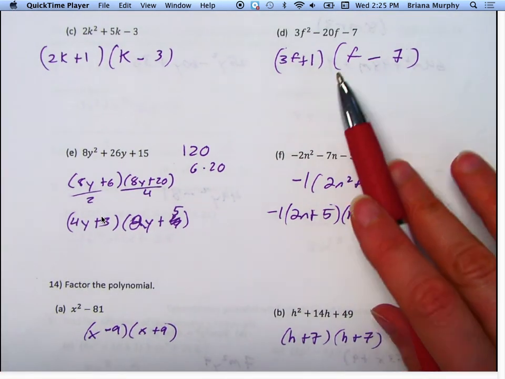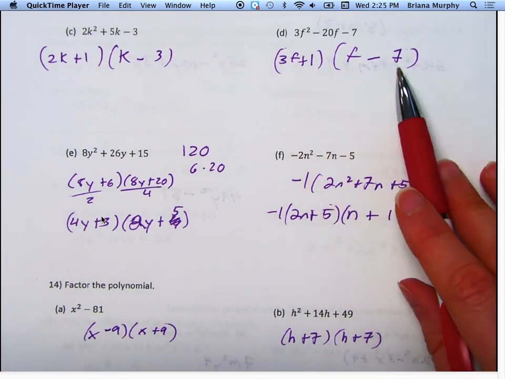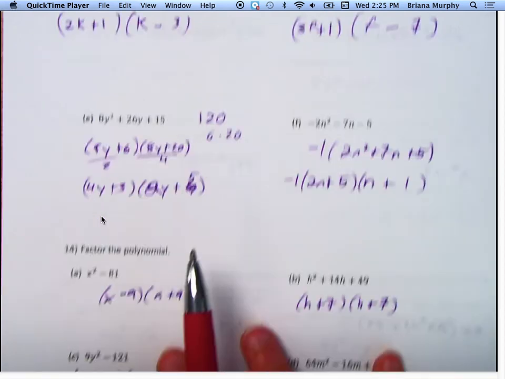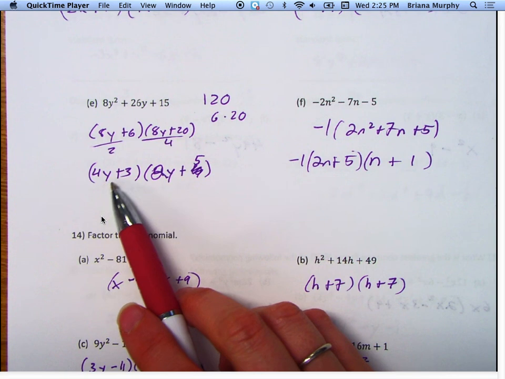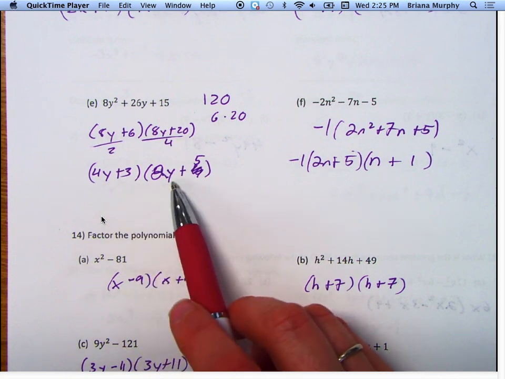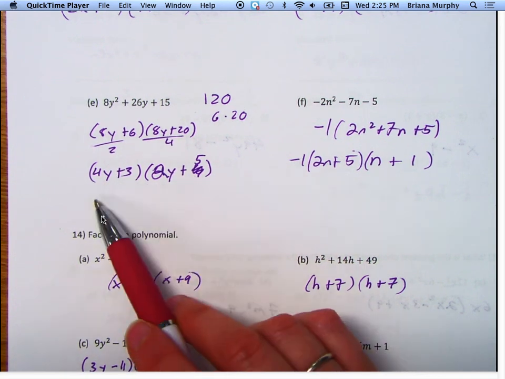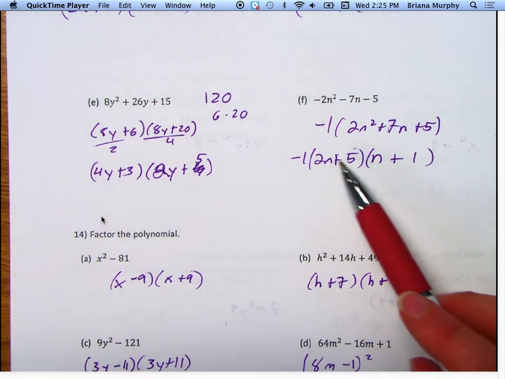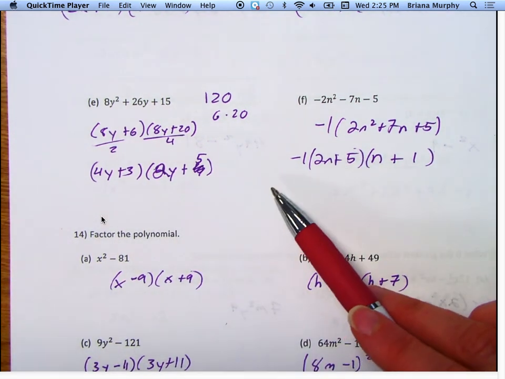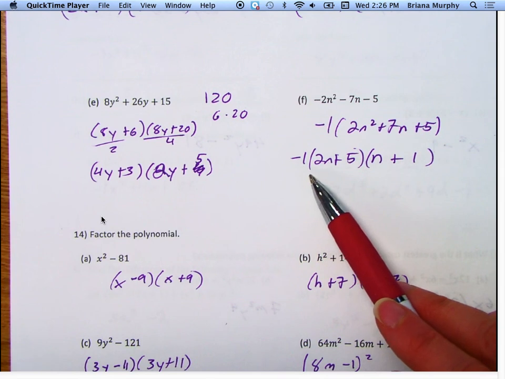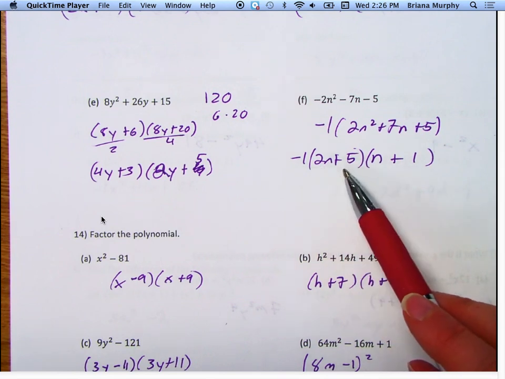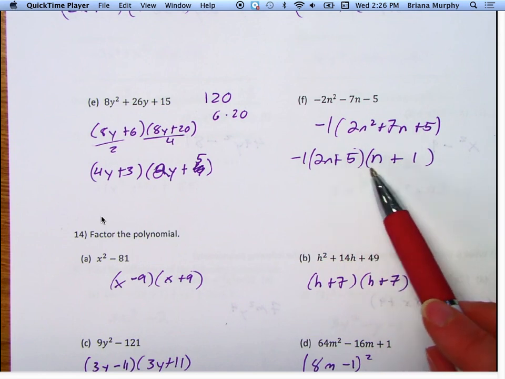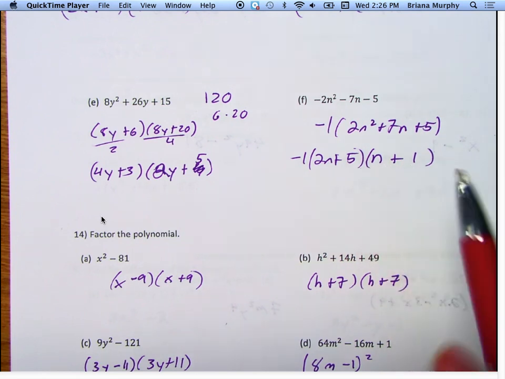D is 3f plus 1 times f minus 7. E is 4y plus 3 times 2y plus 5. F, we took out a negative 1 first. It made life way easier. So it's negative 1 times 2n plus 5 times n plus 1.